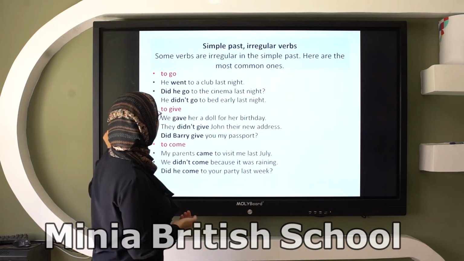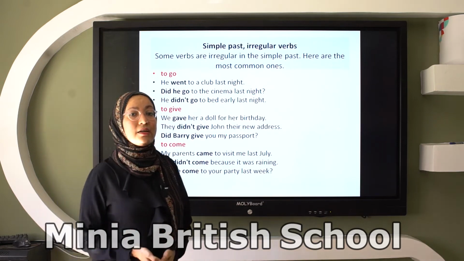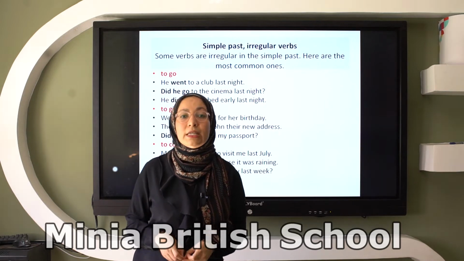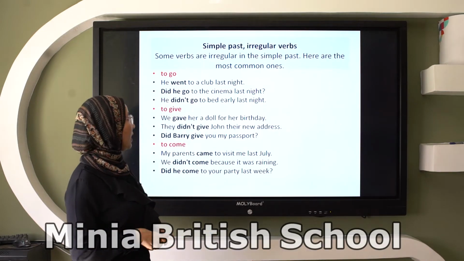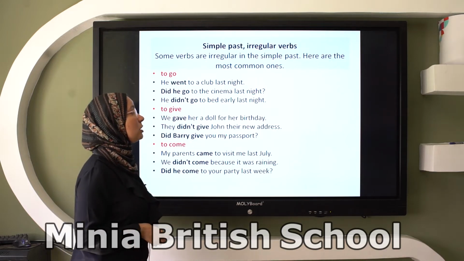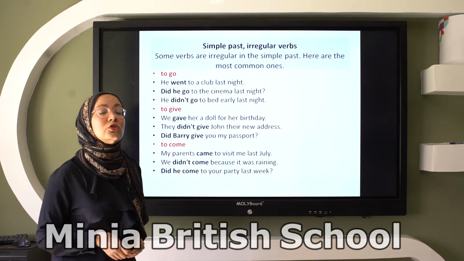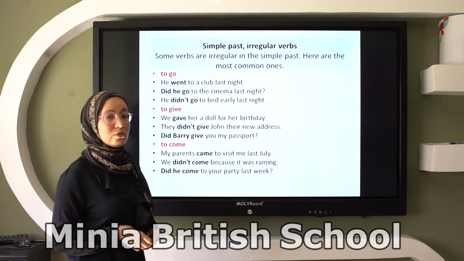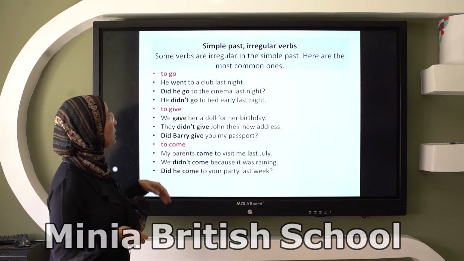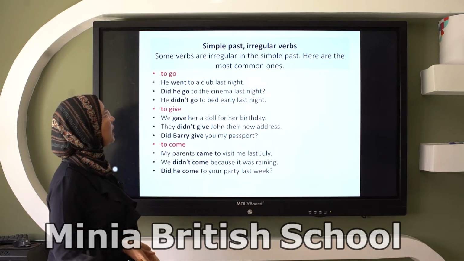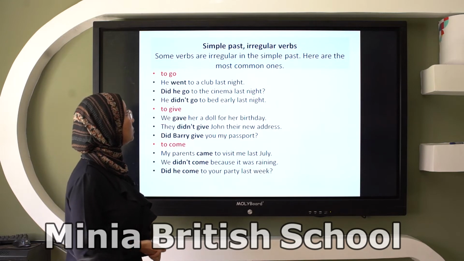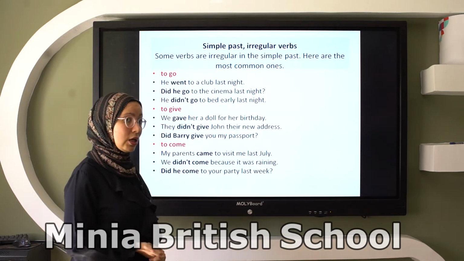Now we have, of course, the irregular forms for the verbs in the past simple tense, like the verb to go or to give, to come, and so on. So some verbs are irregular in the simple past. Here are the most common verbs. Most of us use these verbs all the time. So to go, for example, in the affirmative form: he went to the club last night. In the interrogative form: did he go to the cinema last night?